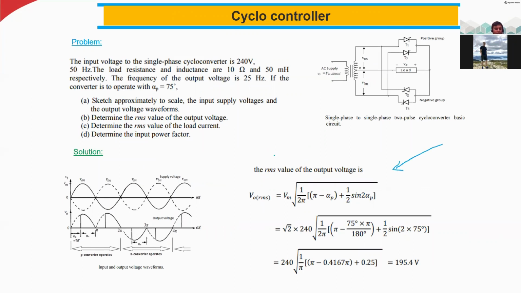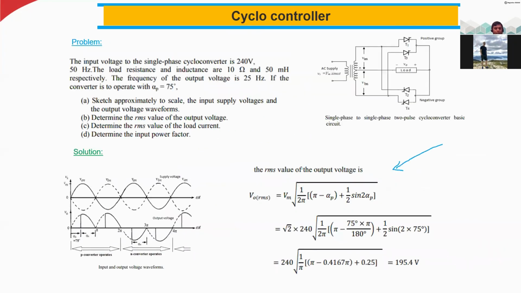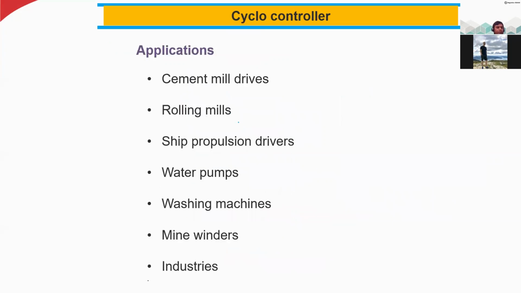We have 35 minutes now, and I want to talk about the VFD. The solution is very straightforward. You can just apply all the numbers into the formula, and you will get everything else. And of course, a cycloconverter is also useful in many applications: cement mill, rolling mill, water pumps, and so on.